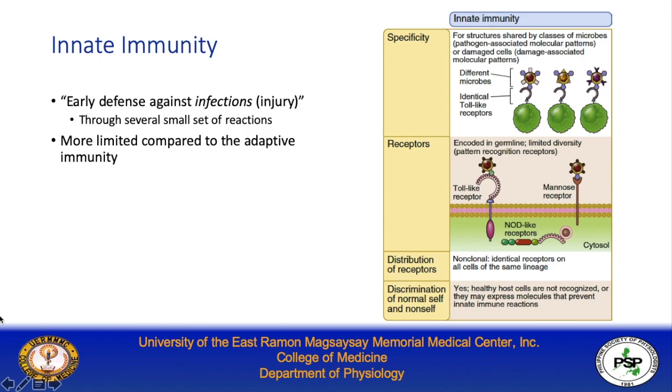Okay, so these are the features of innate immunity. Number one, it is still specific. Even though it is termed innate immunity, it is always there, it is still specific, meaning to say it can differentiate self from non-self through these receptors, your PRRs, or pattern recognition receptors. One classic example of these pattern recognition receptors would be the toll-like receptor, which is the one found on the surface of macrophages.